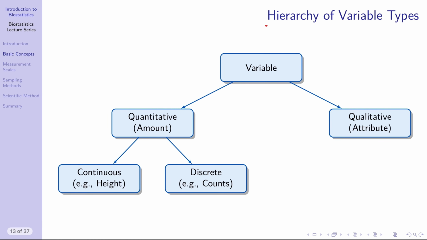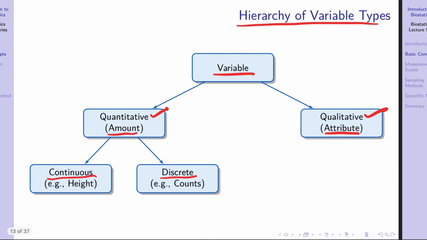In terms of the hierarchy, we classify variables into two types: the quantitative and the qualitative variable. The quantitative measures the amount, while the qualitative measures the attribute. Quantitative variables can be classified into two subtypes again: the continuous variables and the discrete variables. Continuous variables are the results of measurements. Discrete variables are the result of counts.